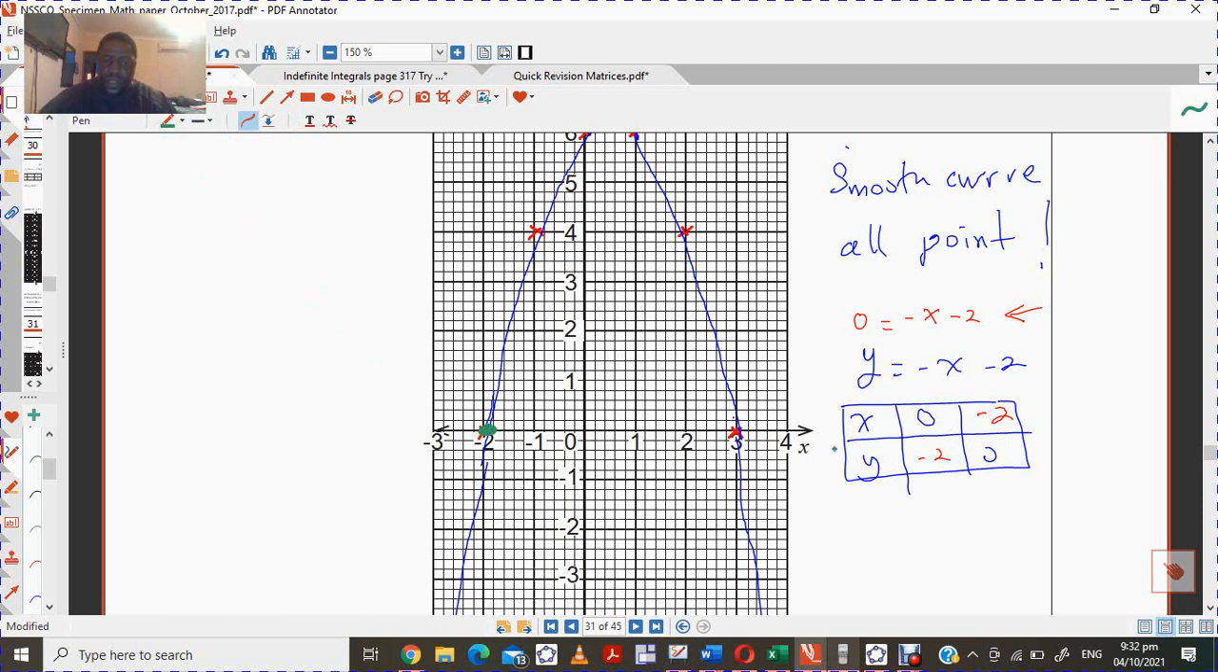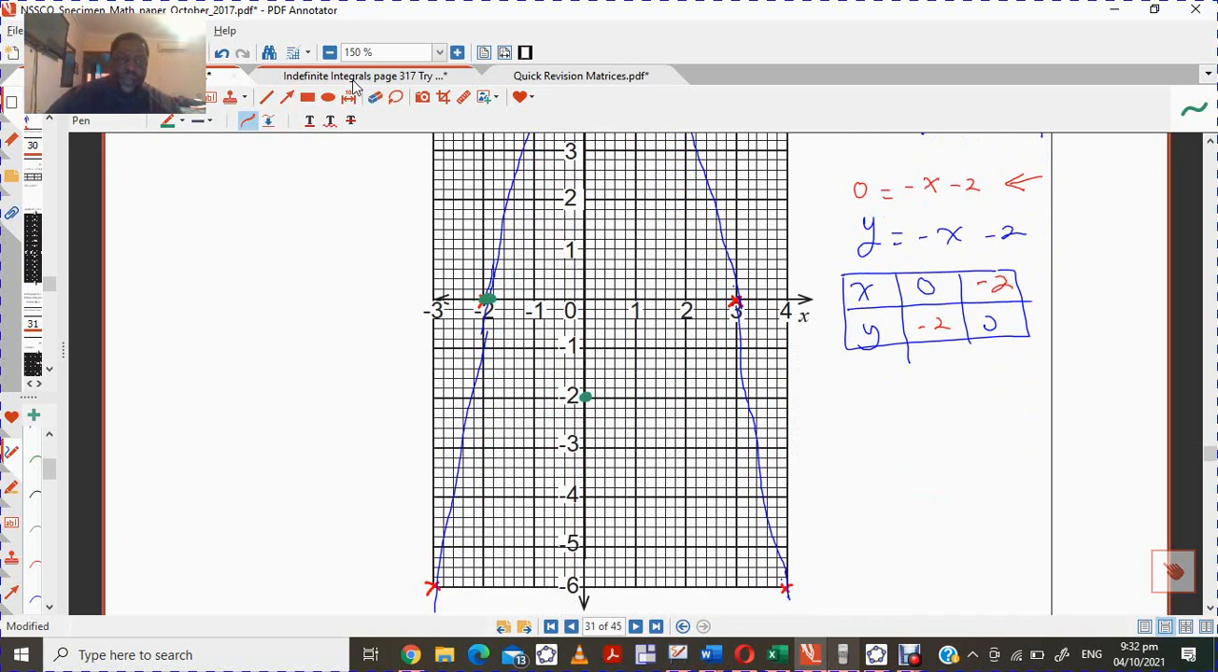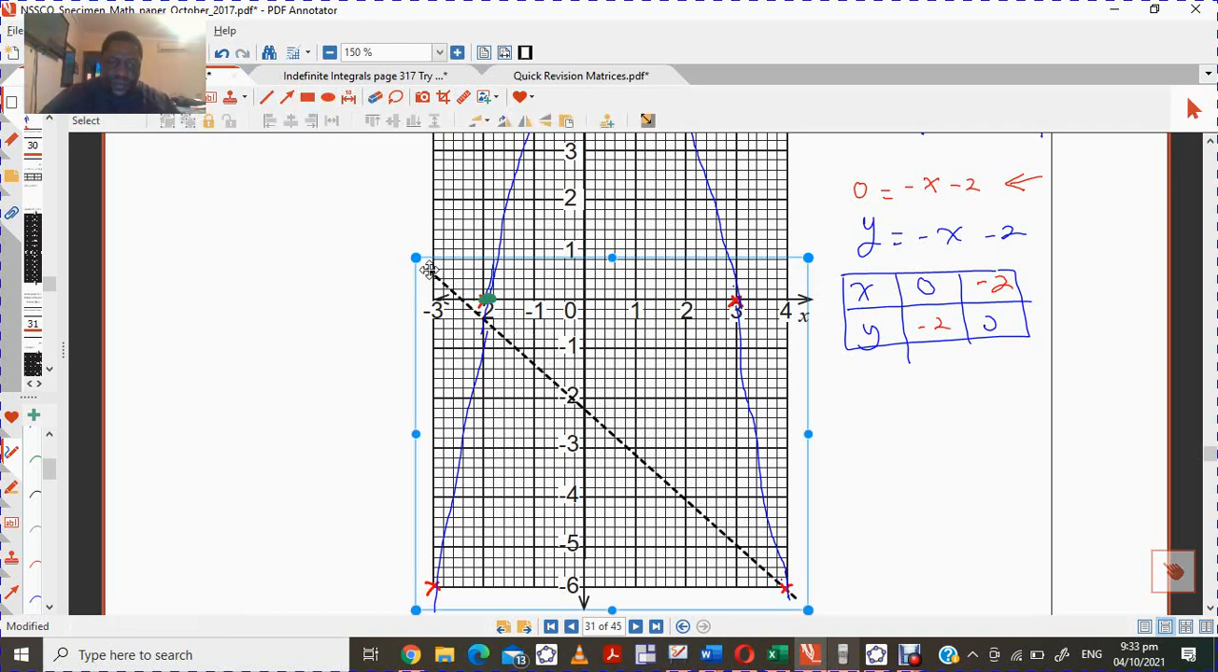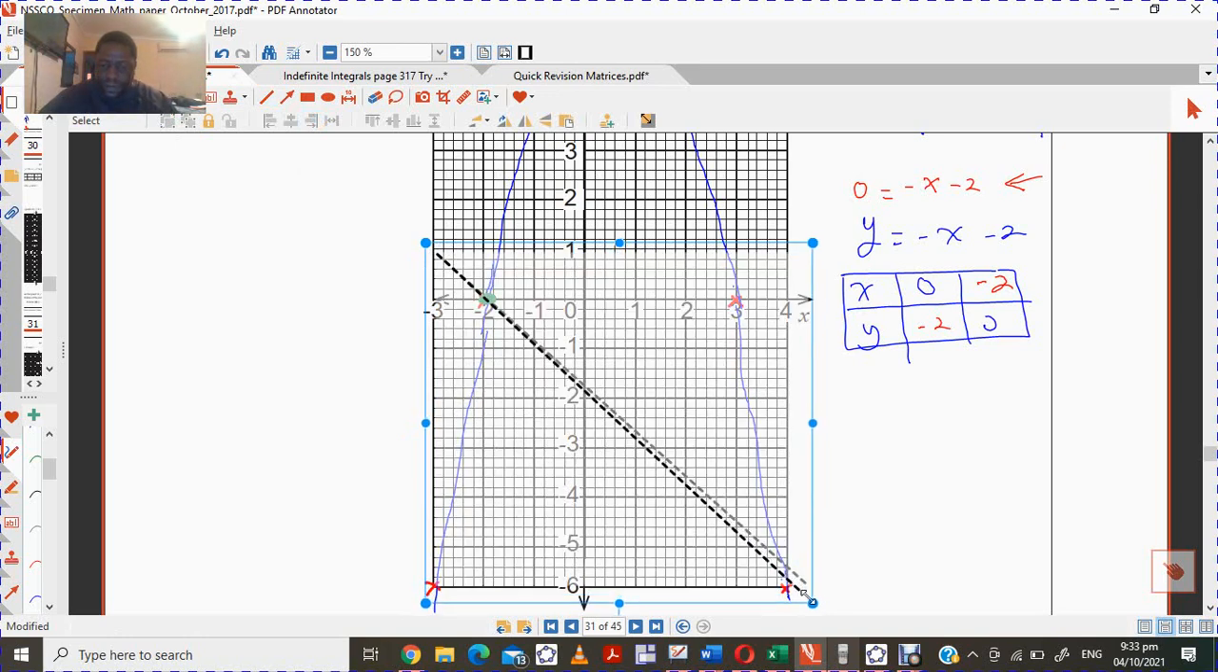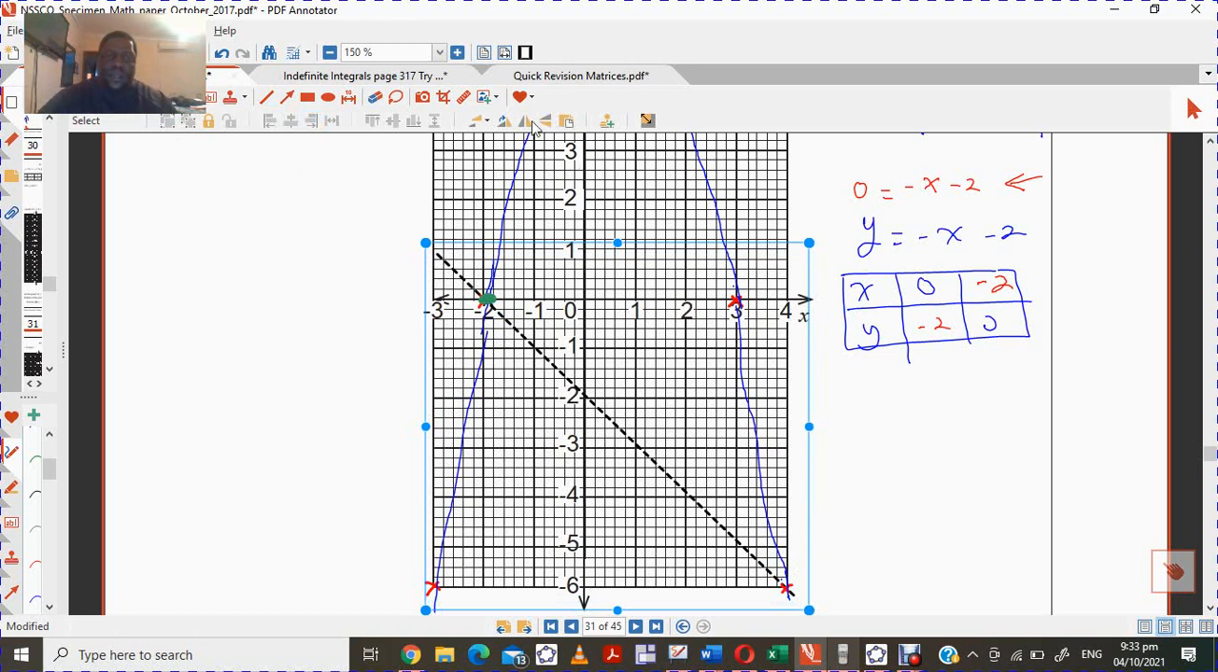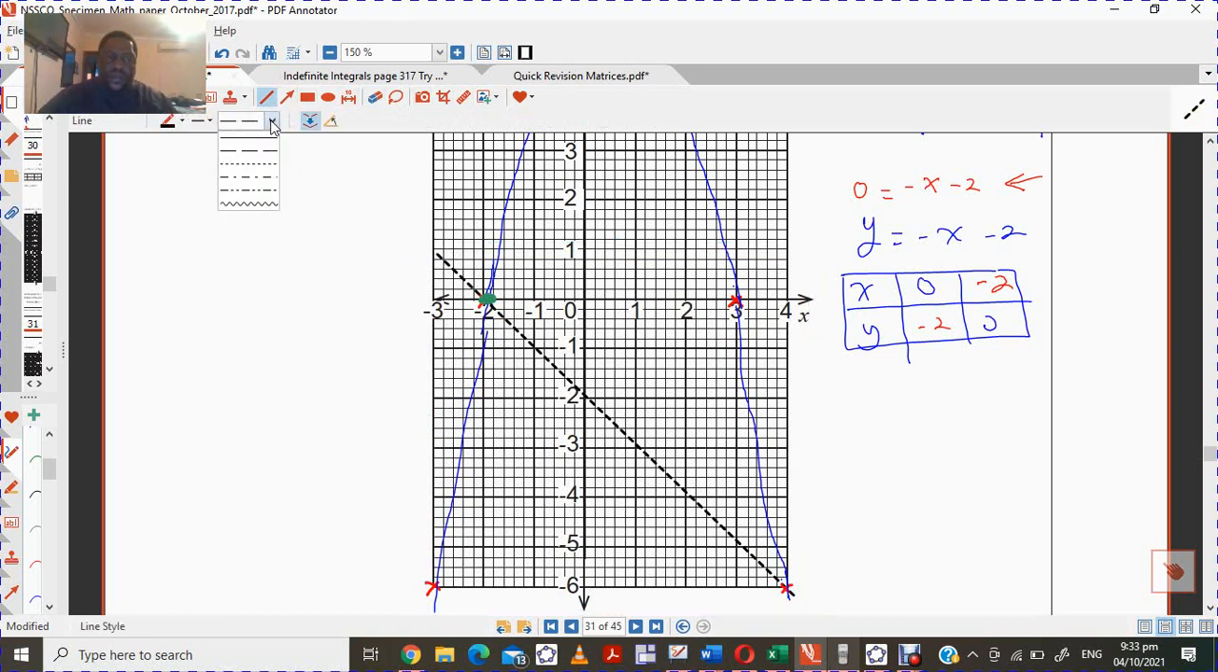It's here. When x is negative 2, y is 0. Well, it's this point here. When you take a ruler and draw those points, you'd realize you don't have to stop there. I can take a straight line and join them like that. The line is a little bit crooked, but obviously the line has to be straight.